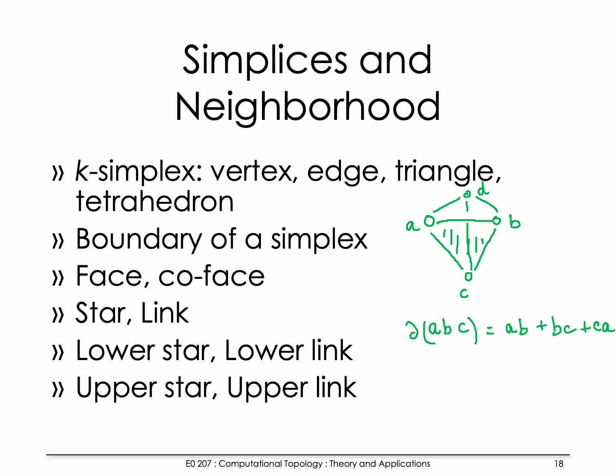You would notice that I have not written the subscript here because that's fairly obvious, but you know that that is 2 because we are talking about 2 simplices. So ABC is a triangle, is a 2 simplex. Its boundary is AB plus BC plus CA. Similarly, the boundary of AB is A plus B.